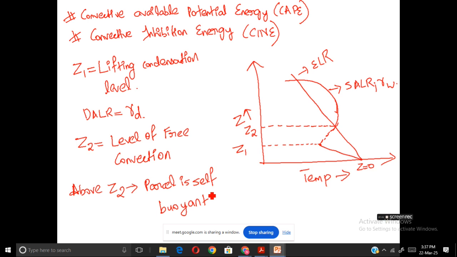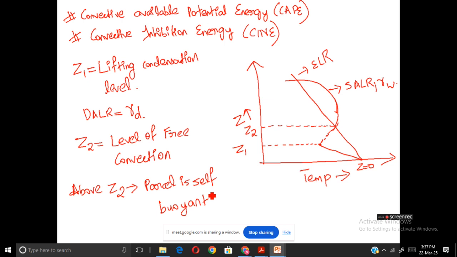So as the parcel is rising, the temperature of the parcel will start reducing. And even though there is no additional supply of moisture, the parcel will become saturated because the saturation vapor pressure is directly related to the temperature. So as temperature is decreasing, the saturation vapor pressure also decreases, which basically means the parcel will eventually become saturated. So at Z1, the parcel will become saturated.